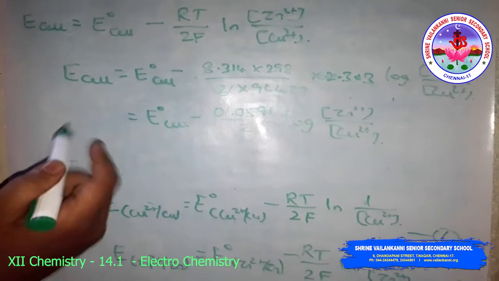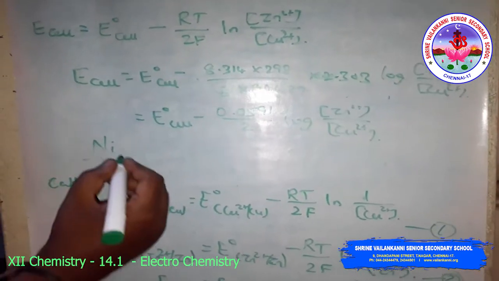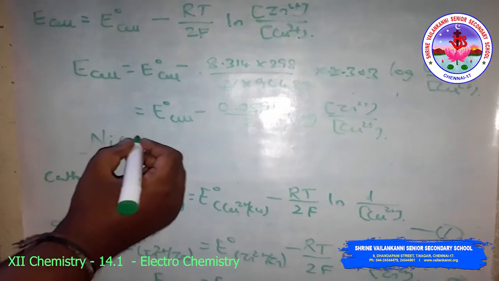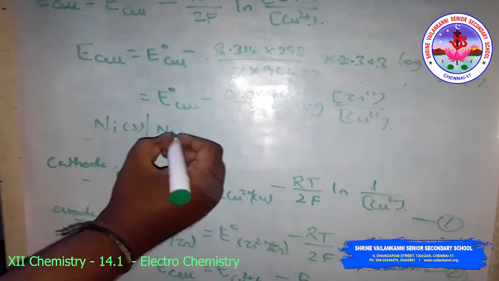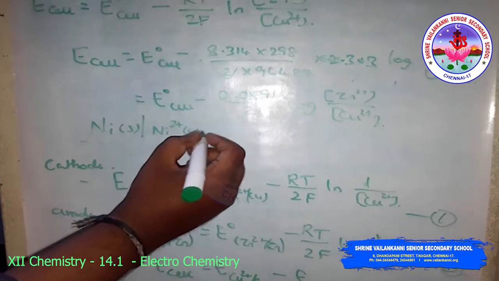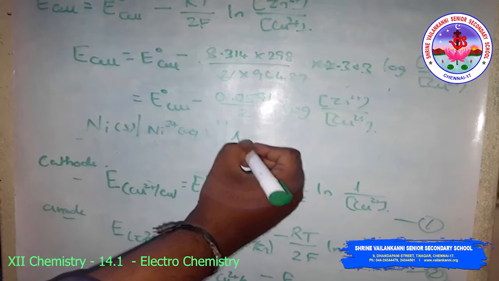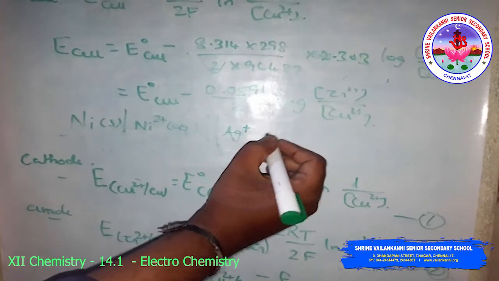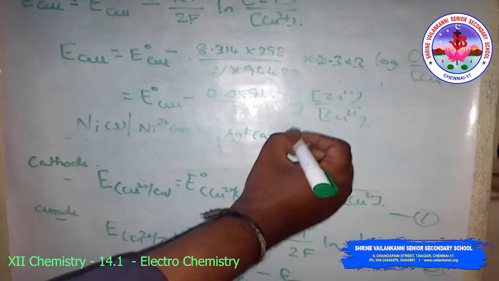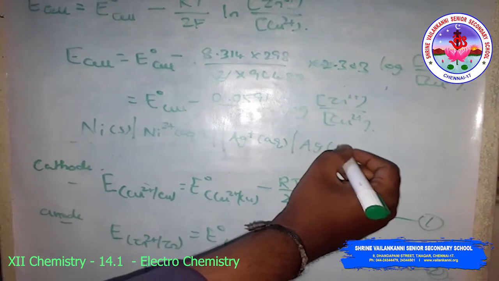The following, so like Ni: suppose if I use nickel, Ni solid, single line, Ni2+ aqueous, double line, Ag+ aqueous, single line, Ag solid.